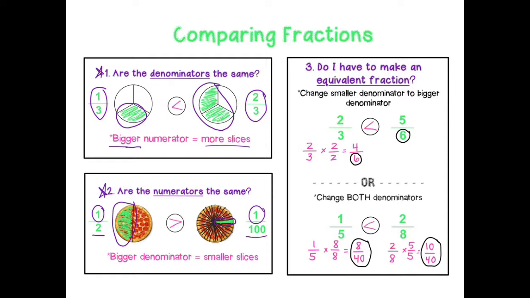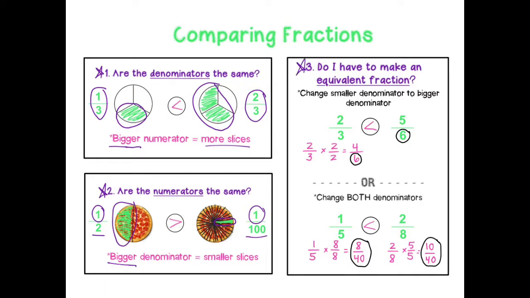So in this case, the bigger the denominator, the smaller the slices. So the smaller denominator is going to be the one that's bigger. So 1/2 is greater than 1/100th. So it's really nice if you look at a number and you can just see that the numerators are the same or the denominators are the same. You can compare that way. But sometimes it doesn't just work out that way. So you have to go to question number 3.